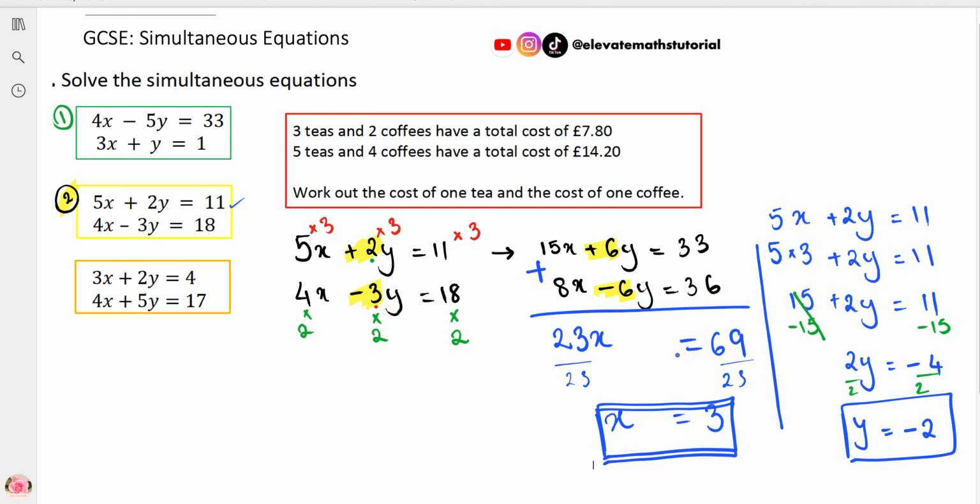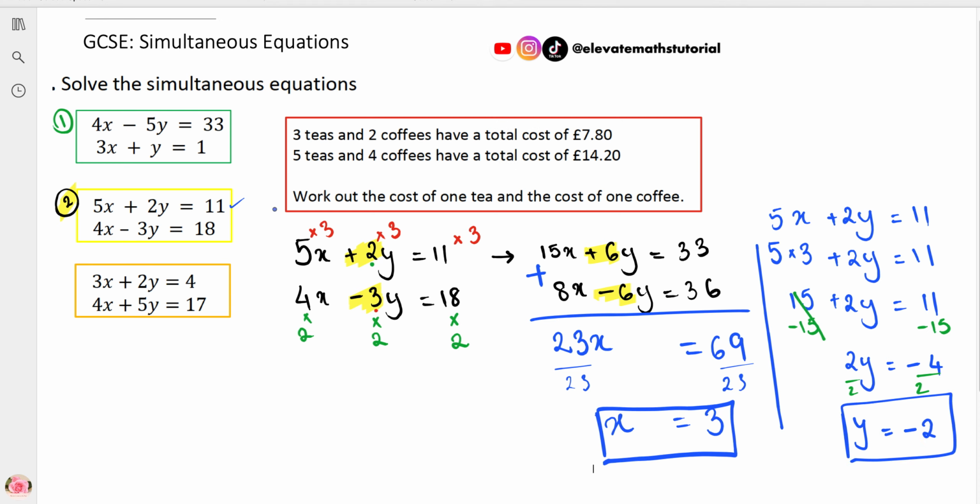Always plug it back in to here to check if you do get 18. So 4 times 3 and then minus 3 times minus 2, which is going to become plus here. So does that give you 18? It does give us 18, so you can actually write it out and check if you get 18 or not.